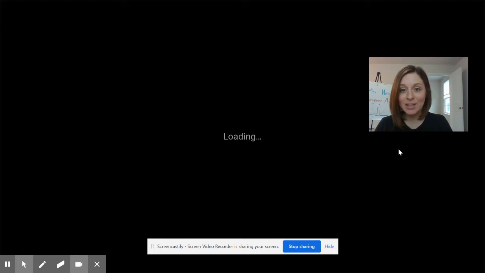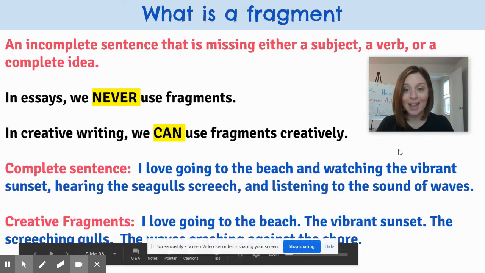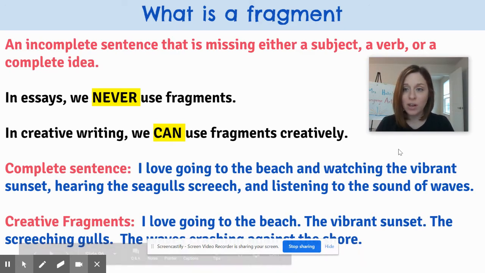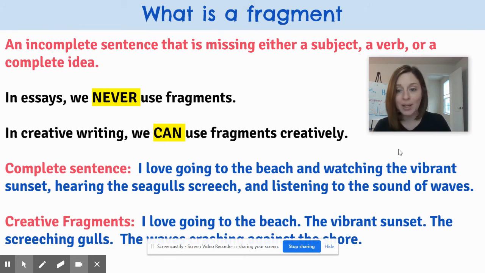Han, and today I'm going to be teaching you about how to intentionally use a fragment in creative writing. This is one of those techniques that authors use. So first of all, let's review what is a fragment. Well, a fragment is an incomplete sentence that's either missing a subject, a verb, or a complete idea.